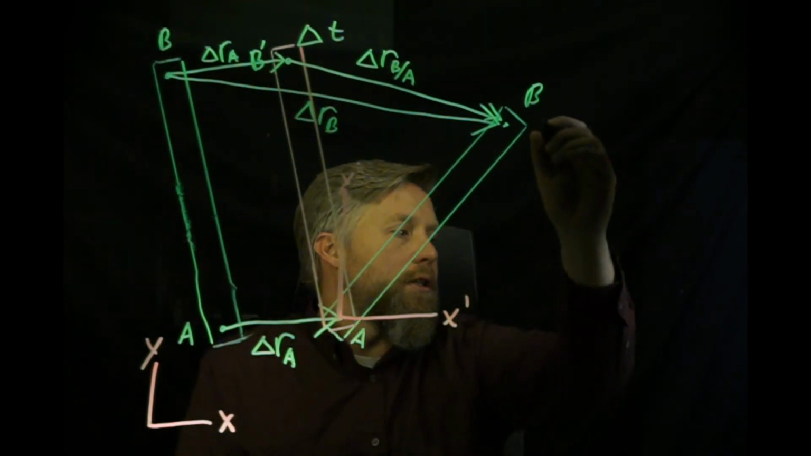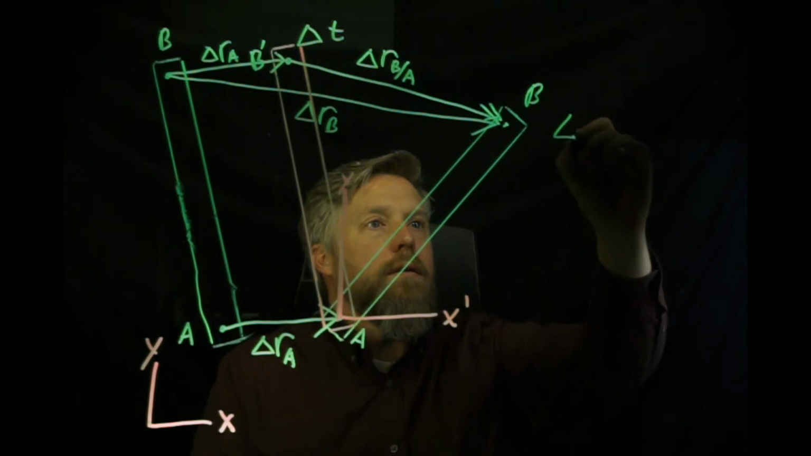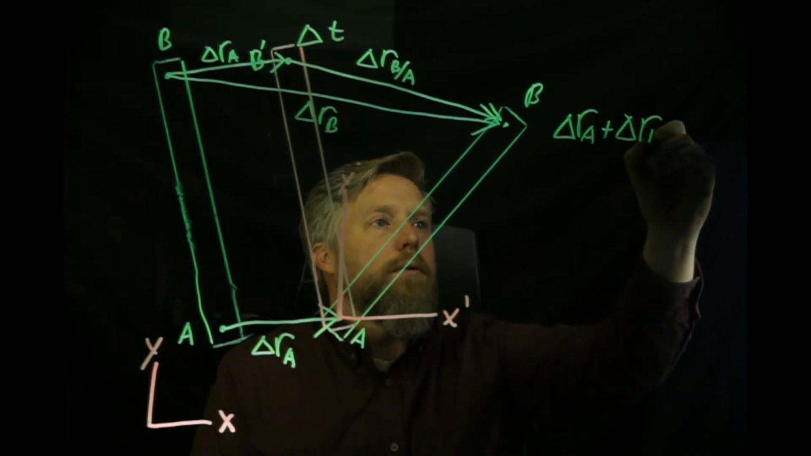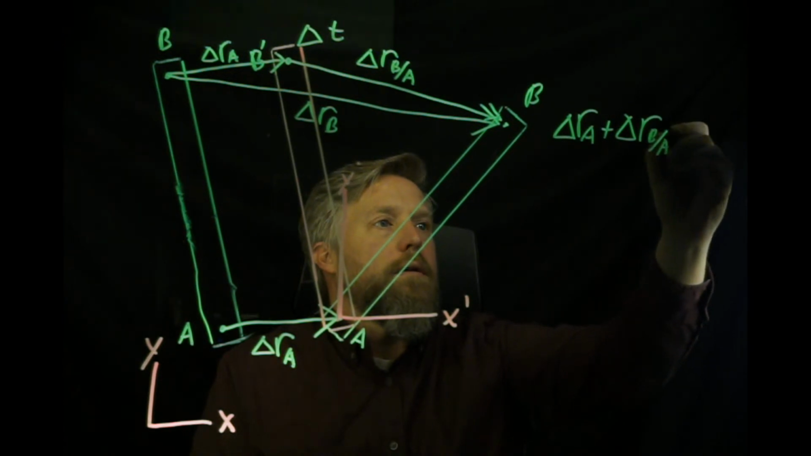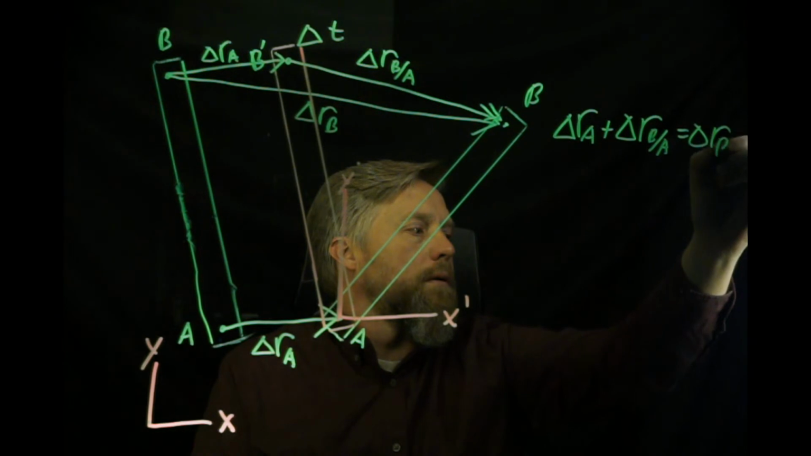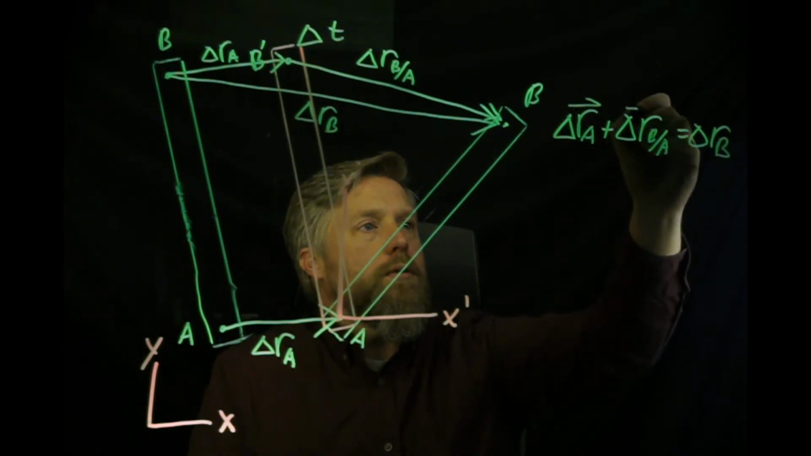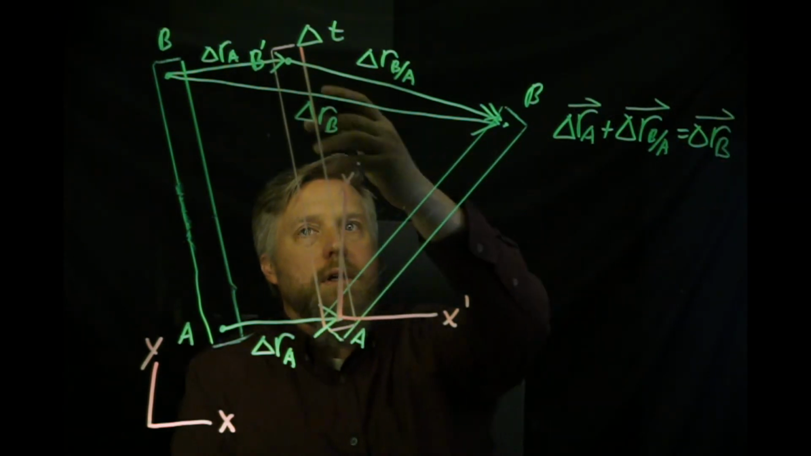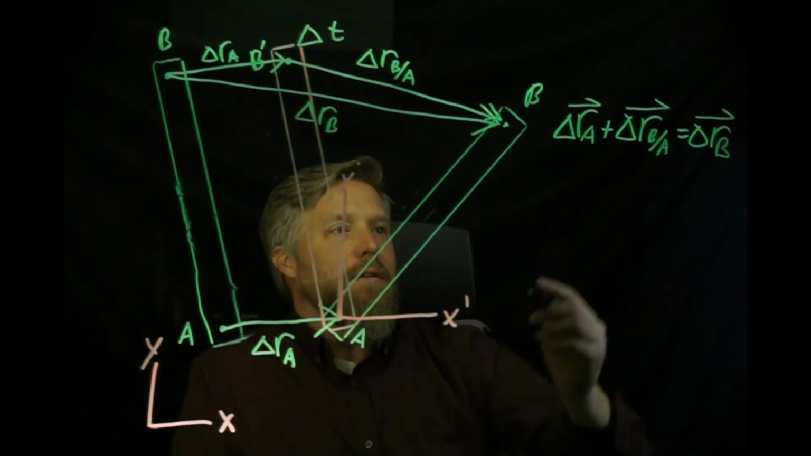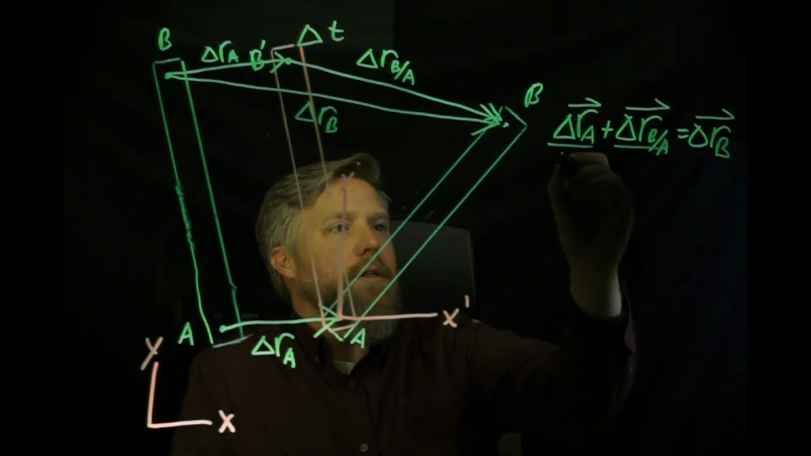Okay. So let's do our tip-to-tail relationship on these three vectors. We have the change in position of A plus the change in position of B with respect to A equals the change in position of B. And I got to make sure I got my harpoons because this is a vector relationship, tip-to-tail relationship. And this all happened over some given delta t. I can divide both sides of the equation by delta t.